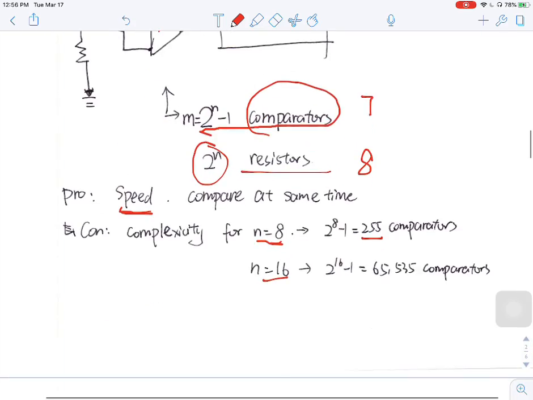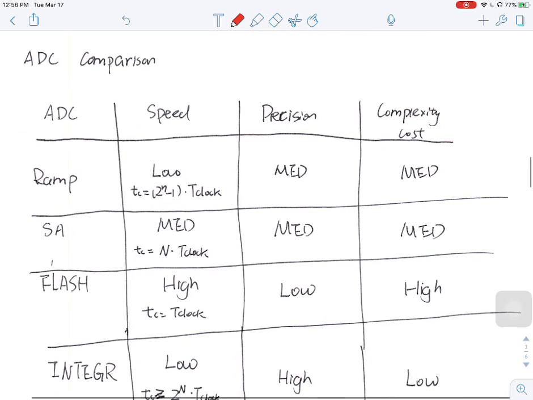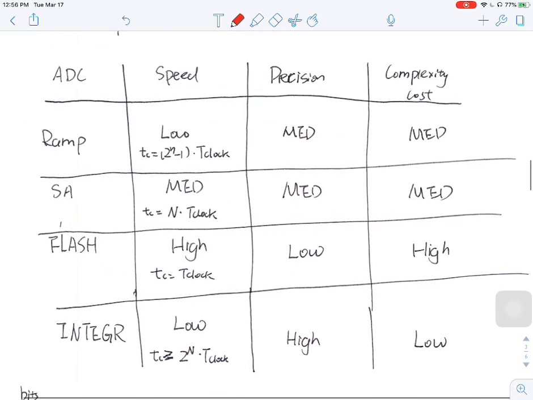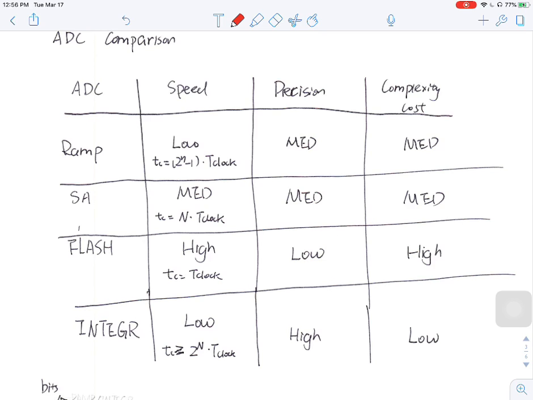But let's look at the summary, the comparison between different types of ADC. Here I created a table. On this side we have different types of ADCs: ramp, SA, flash. We didn't mention integrating ADC so much, but that's fine. Let's look at the speed between them. Like we said, flash ADC is very responsive. It has a very high speed, and the time needed to convert data is only the clock time.